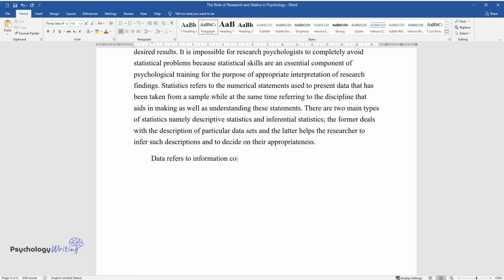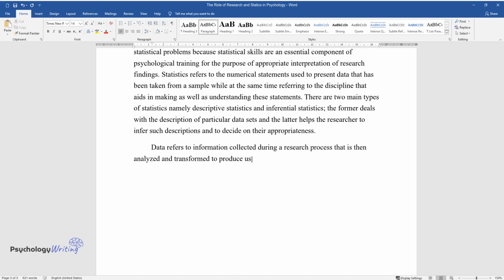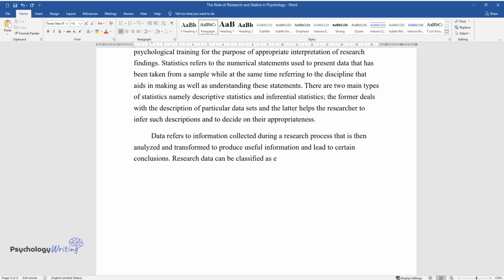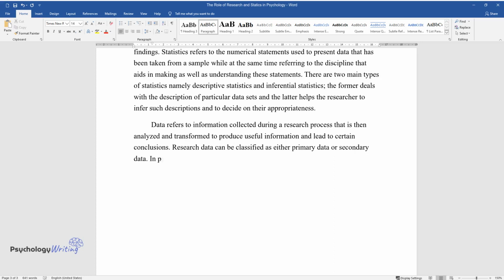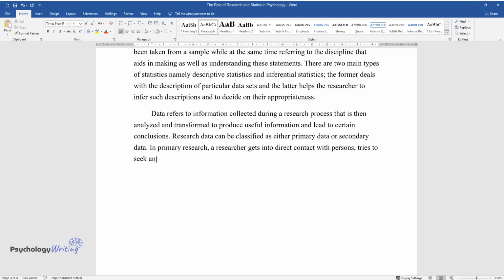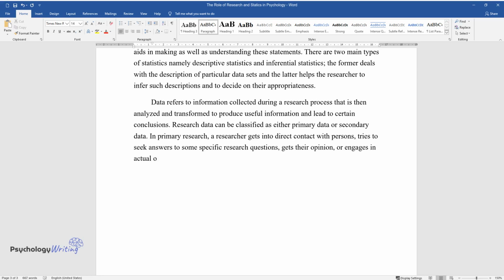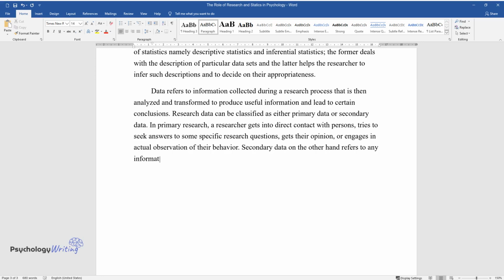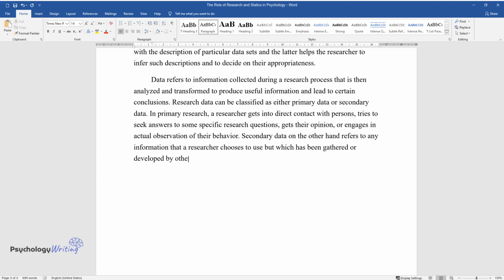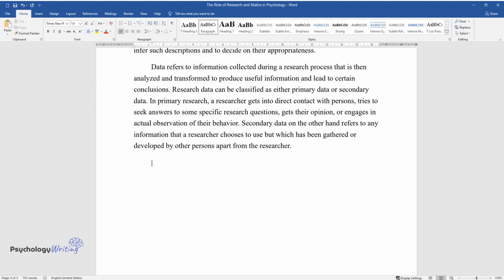Data refers to information collected during a research process that is then analyzed and transformed to produce useful information and lead to certain conclusions. Research data can be classified as either primary data or secondary data. In primary research, a researcher gets into direct contact with persons, tries to seek answers to some specific research questions, gets their opinion, or engages in actual observation of their behavior. Secondary data, on the other hand, refers to any information that a researcher chooses to use but which has been gathered or developed by other persons apart from the researcher.